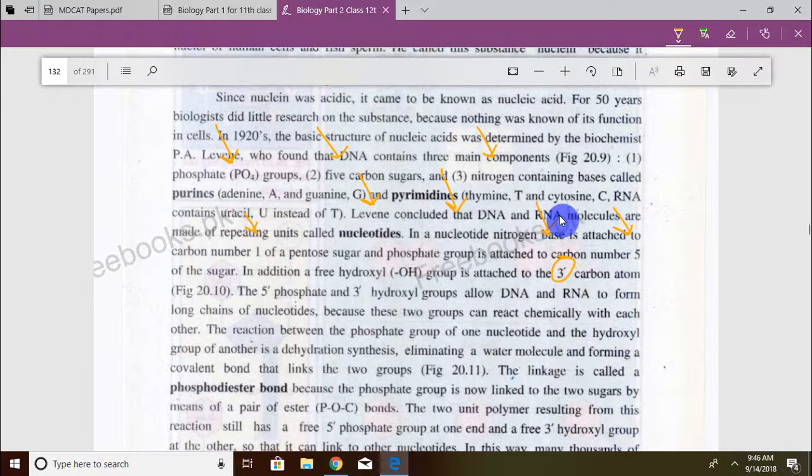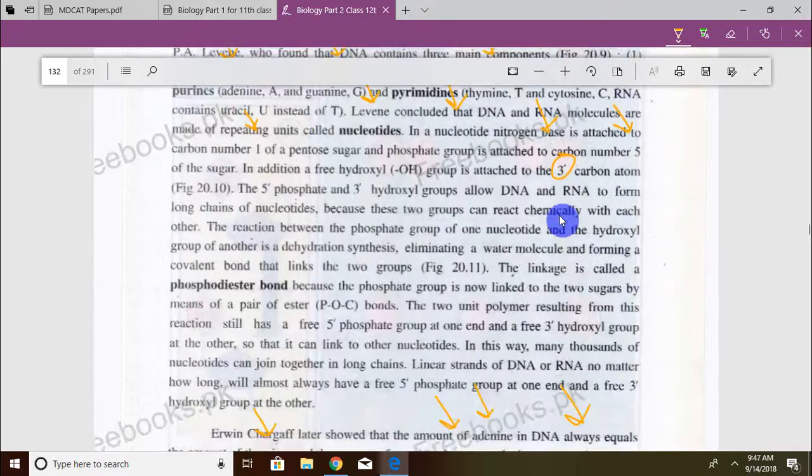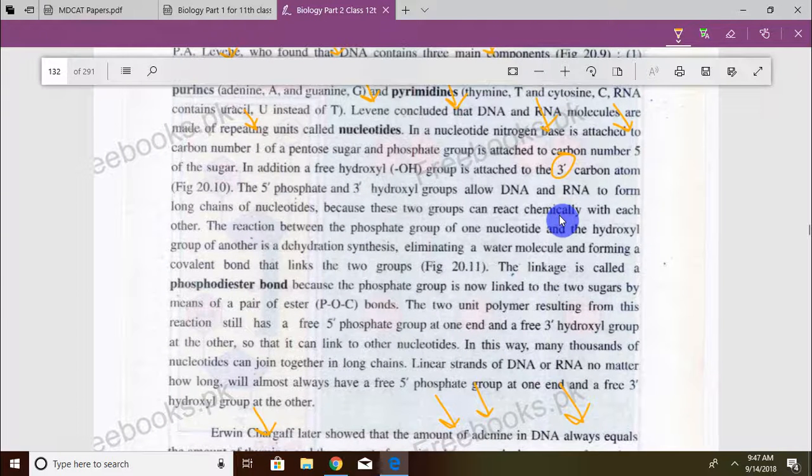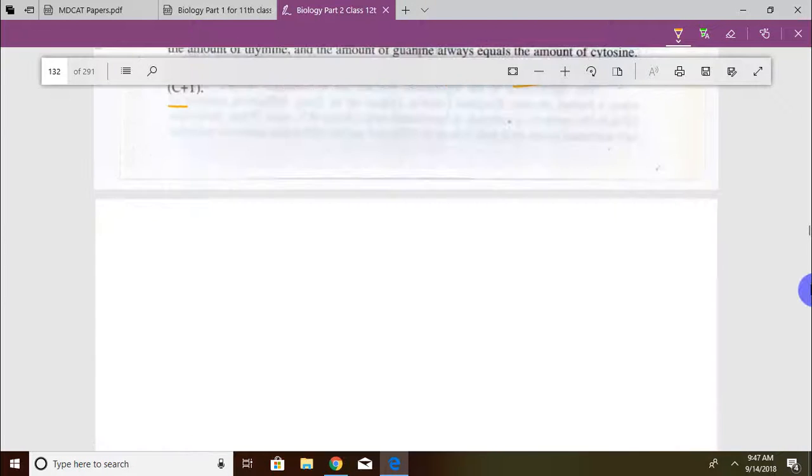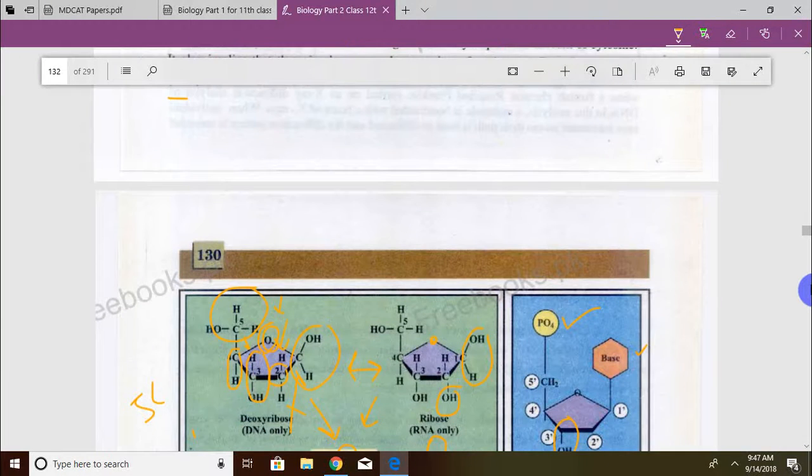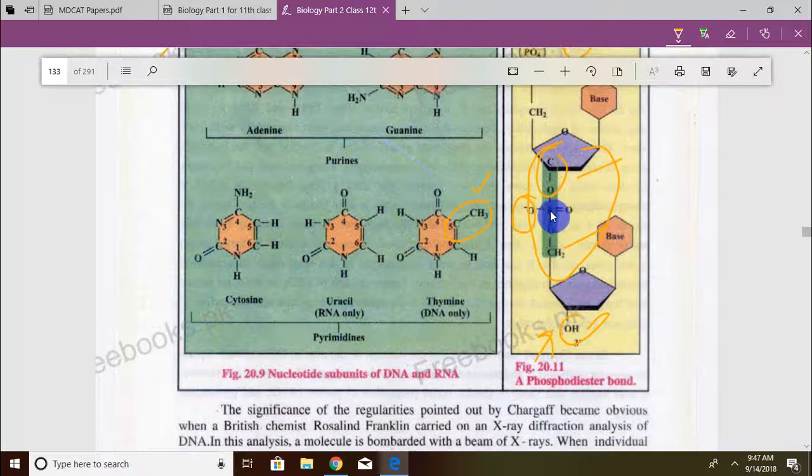And this reaction is called a dehydration synthesis, because a water molecule is eliminated and a covalent bond is formed that links the two groups, and the linkage is called phosphodiester, where the phosphate group is now linked to two sugars by means of a pair of esters. As you can observe over here, this is one POC and this is another POC.